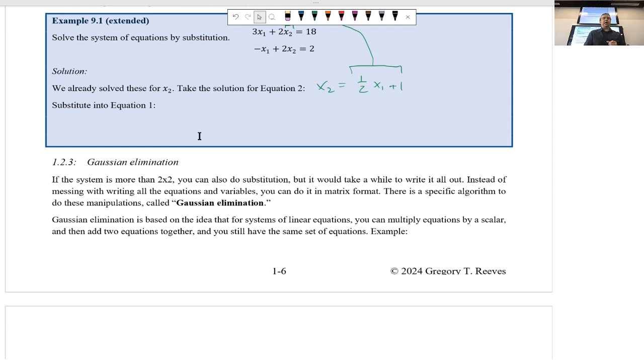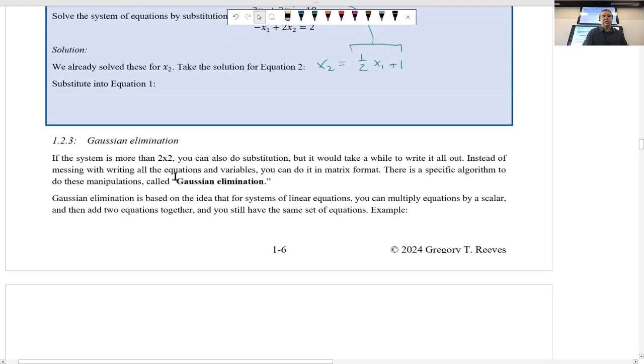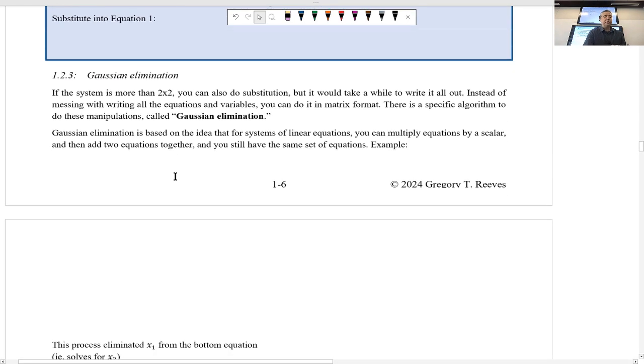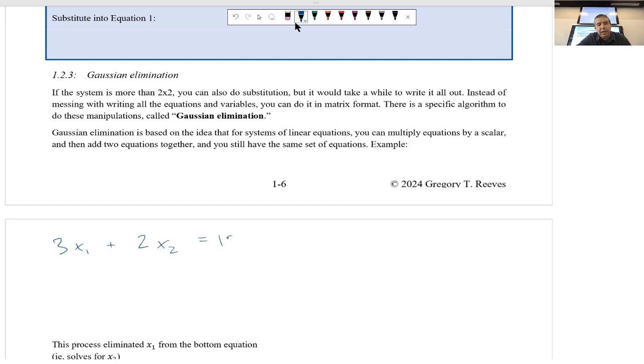Okay, so let's take a look at the algorithm, though, first, just in the context of writing out the full equations. So back to our example that we were just working on, where we had 3x1 plus 2x2 equals 18. And the second equation was minus x1 plus 2x2 equals 2. And we've already seen the answer to this graphically.